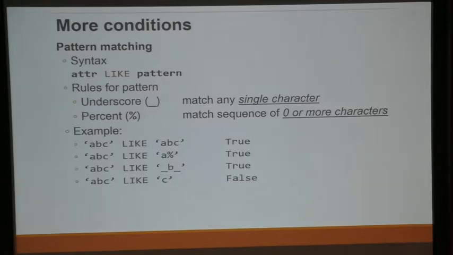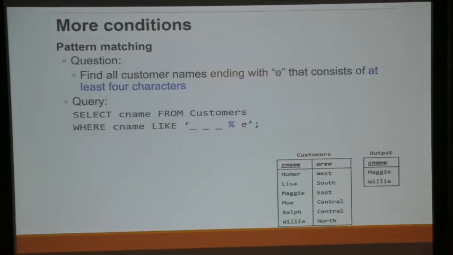So we can have interesting questions such as, find all customers ending with E that consists of at least 4 characters. The white space there is just for you to see. There should not be any white space. Okay? So yeah, so you match at least 3 characters. The 4th character is definitely going to be matched with E. But any other characters, you can include it right before the E. Okay, so this one definitely going to answer the question.